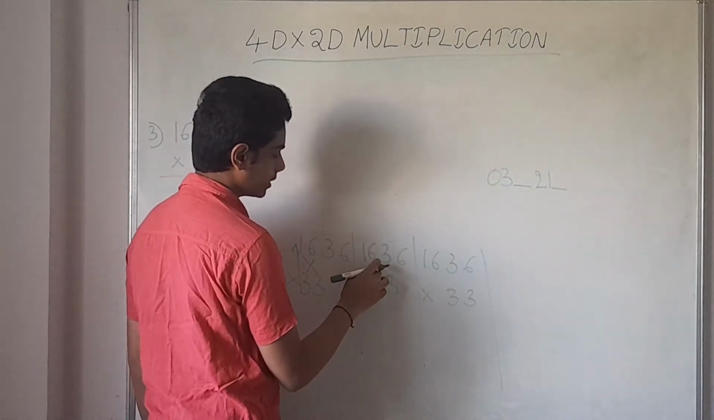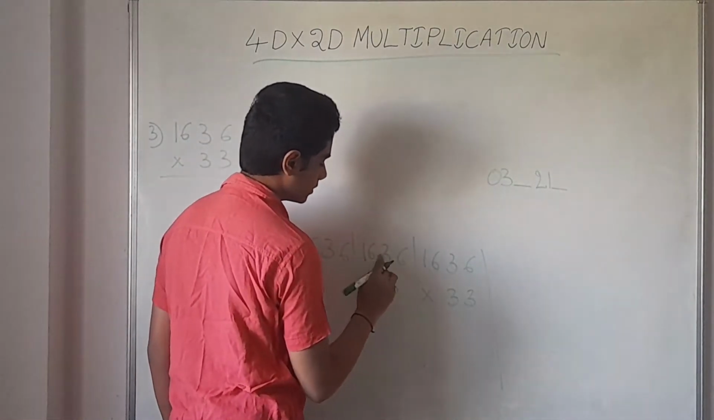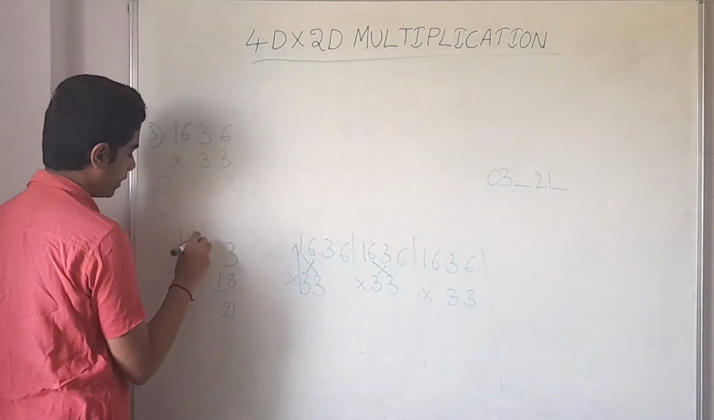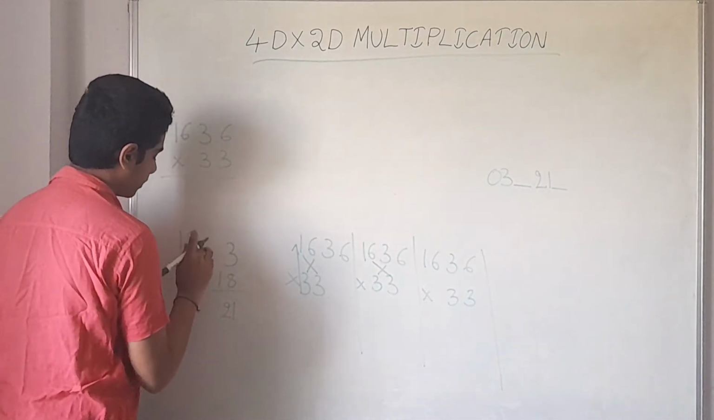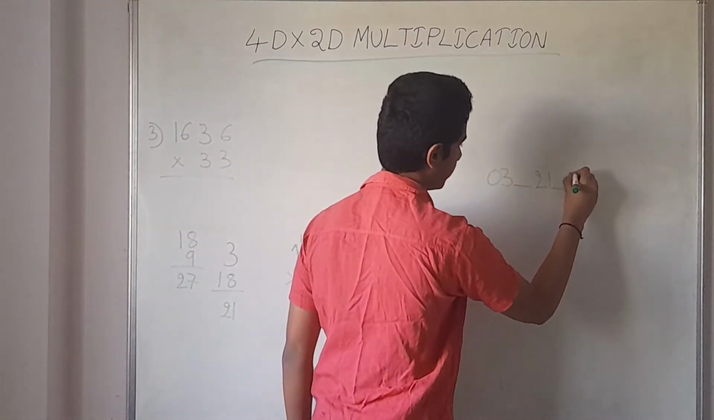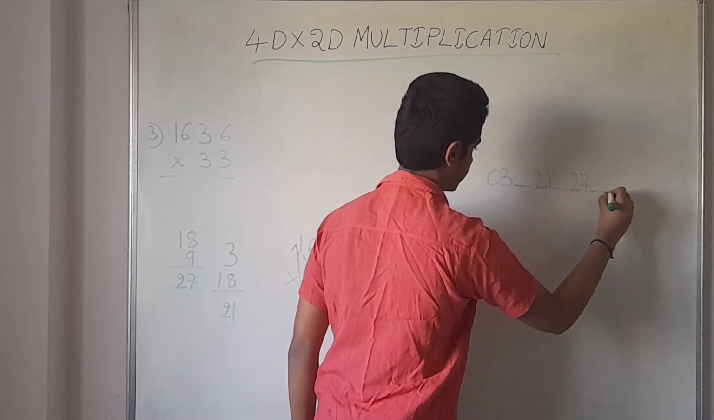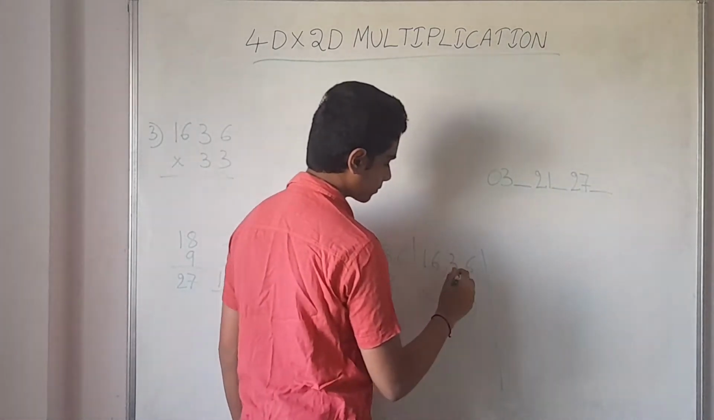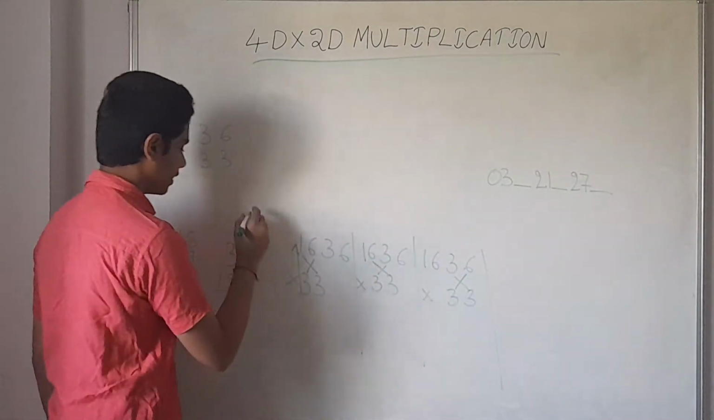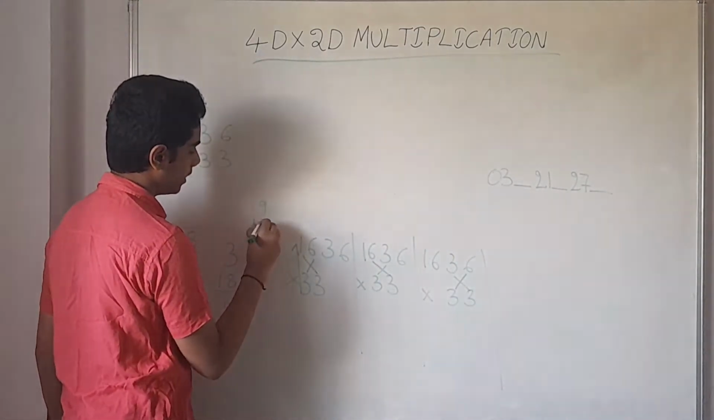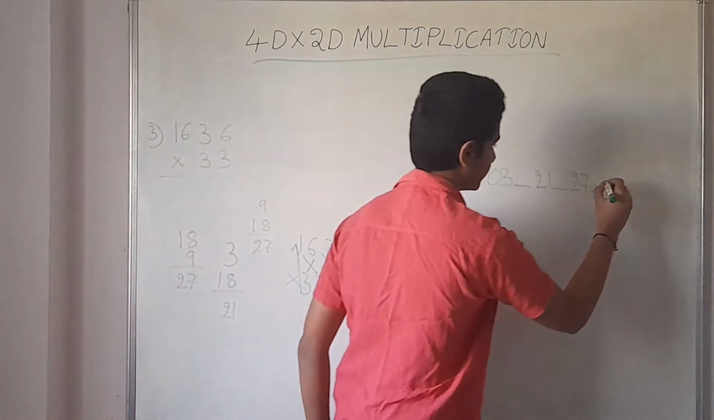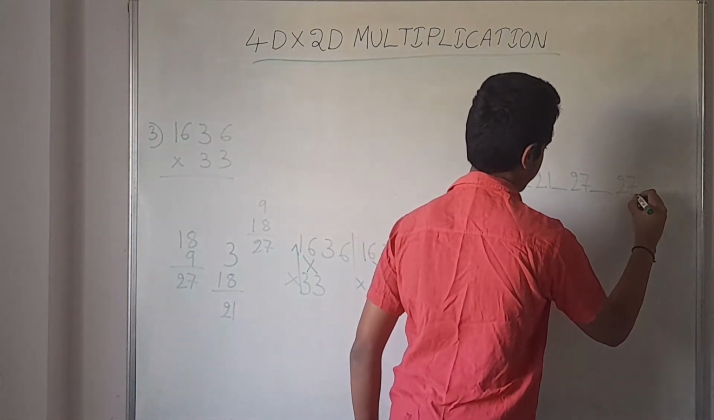Next come to the next part and multiply 6 into 3 plus 3 into 3. 6 into 3 is 18, 3 into 3 is 9. 18 plus 9 is 27. So write 27 and keep a dash. Come to the next part and multiply 3 into 3, 6 into 3. 3 into 3 is 9, 6 into 3 is 18. 18 plus 9 is 27. So write 27 and keep a dash.